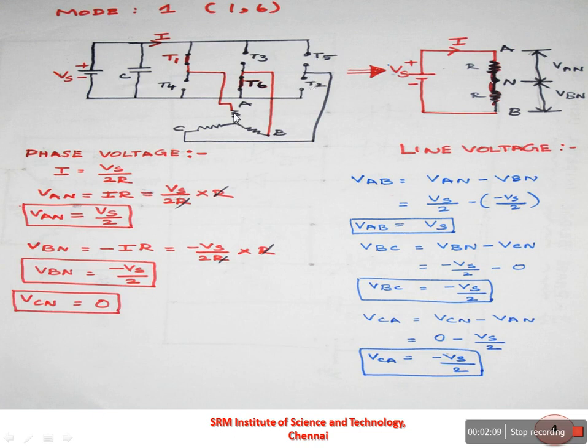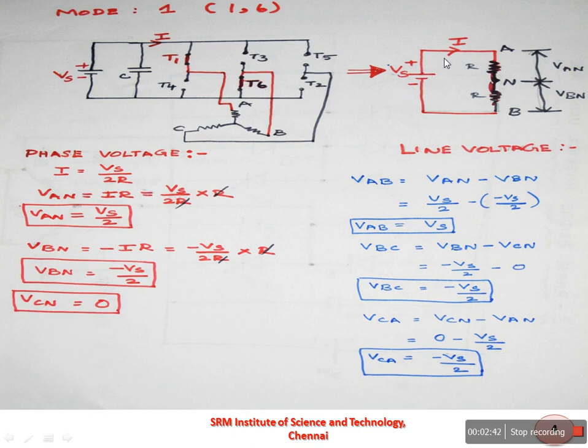If you see phase A, it is connected to thyristor T1 and phase B is connected to thyristor T6. Phase A is connected to the positive of the supply through thyristor T1 and phase B is connected to the negative of the supply input through thyristor T6. So again you can simplify this circuit into an equivalent circuit which consists of only phase A and phase B.